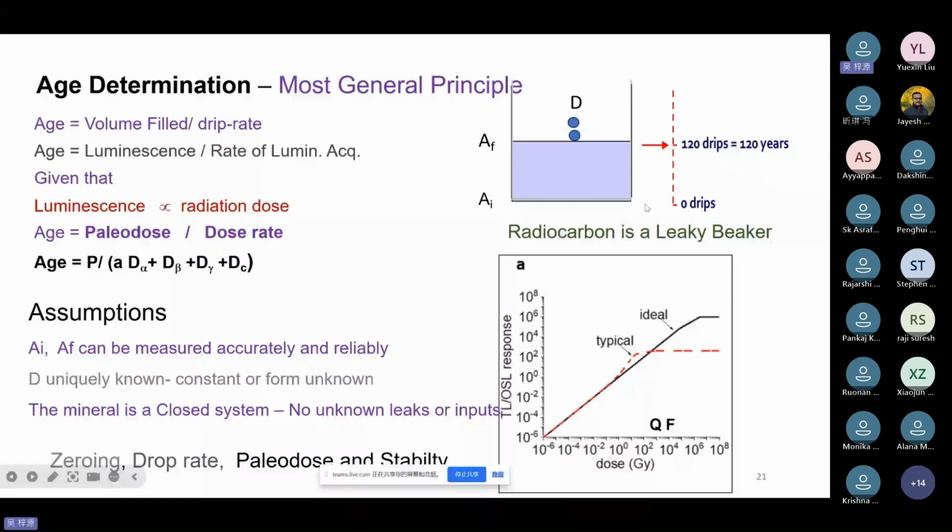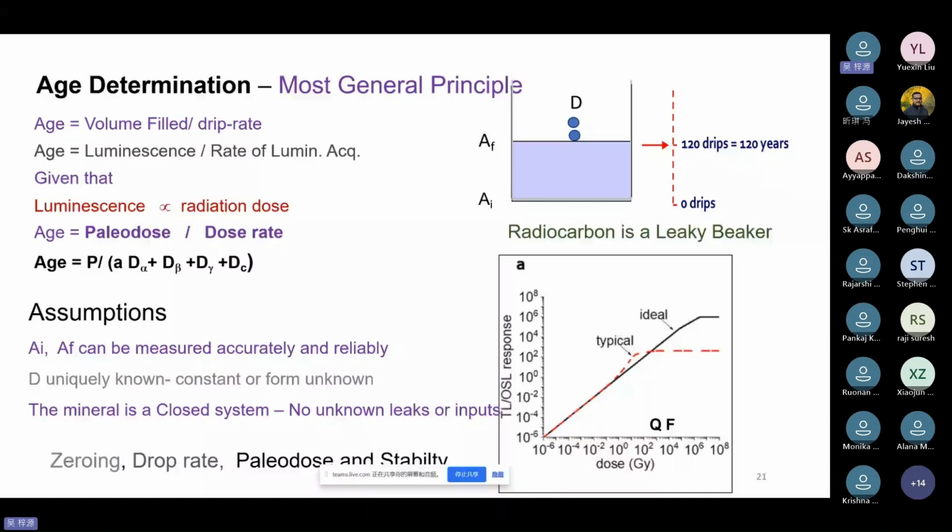So this is a closed system assumption. Now, if you have a TL, then your beaker is being filled. You have a mineral which is after a certain zeroing event. It's being filled by radiation at a constant rate. So with time, your signal will increase.